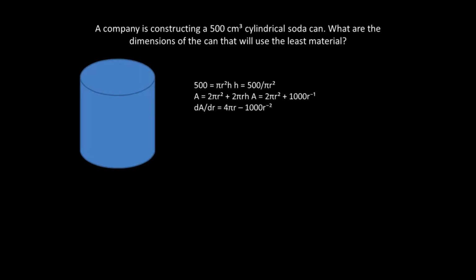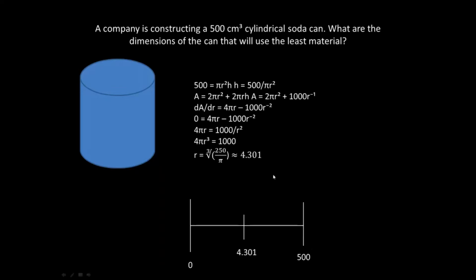And after that, we set the derivative equal to 0, and then solve for r, which gets us to r equals the cube root of 250 over pi, or approximately 4.301. Now that we have this value, we can go ahead and form our sign chart. Again, we pick a number between these two and plug it into the derivative equation. This time, if you pick a number between these two, it's negative. Do the same here. If you pick a number between these two, it'd be positive. So make our lines to help us realize that that's the minimum.